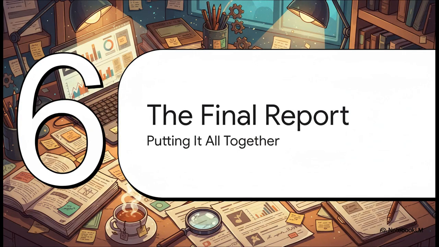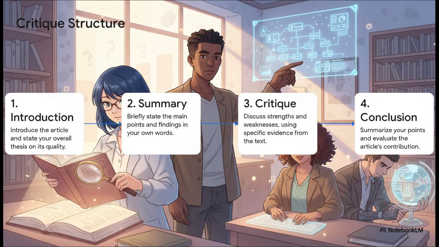So, you've done all the legwork, you've analyzed the evidence, you've got your notes. It's finally time to write up your official report, to put it all together into a clear, coherent critique. Now here's a simple 4-part structure that just works. Start with an introduction that names the article and gives your overall take on it. That's your thesis. Then, a brief summary of the study's main points, just the basics.